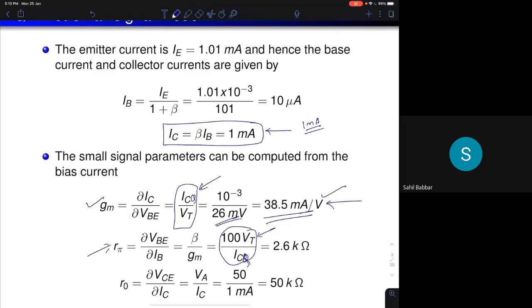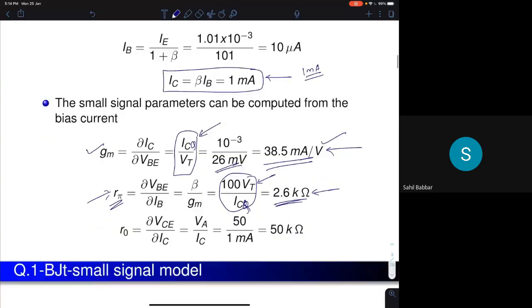You know GM, next is R pi. R pi is beta by GM. Or you can directly use the formula. GM is IC by VT, so you will get 100 VT by ICQ, which is around 2.6 kilo ohms. Okay, R naught is VA upon ICQ. VA is 50 volts and ICQ is 1 milliampere, so you get 50 kilo ohms. This is your R naught.